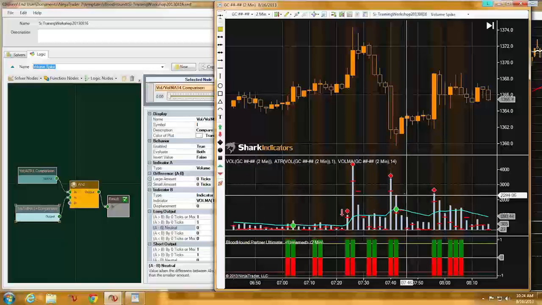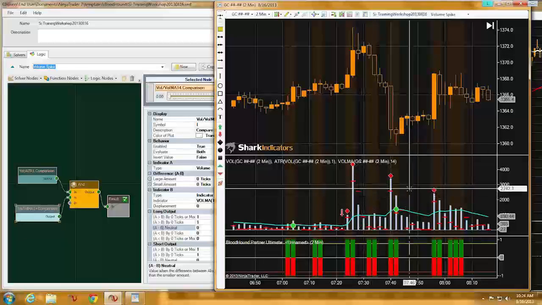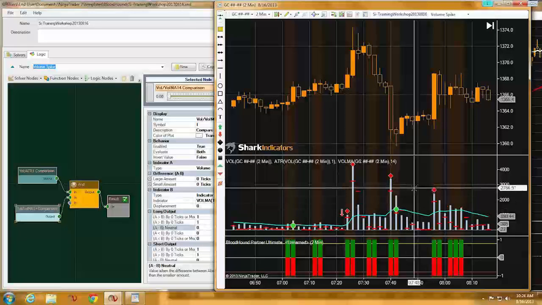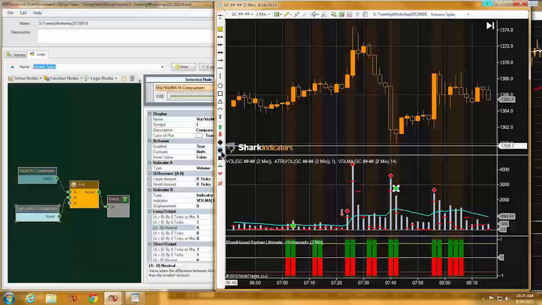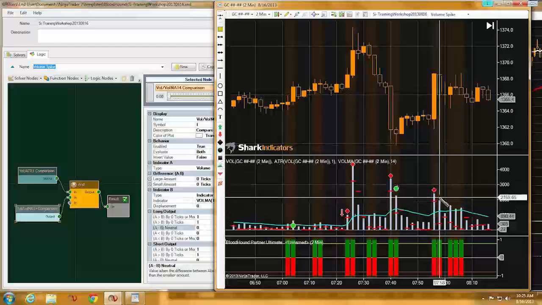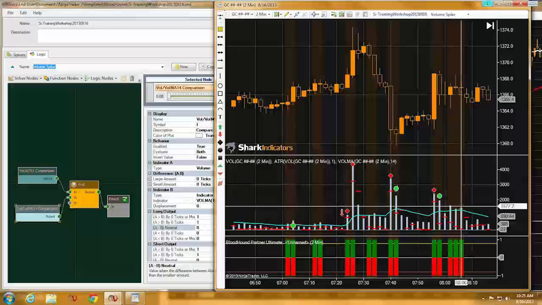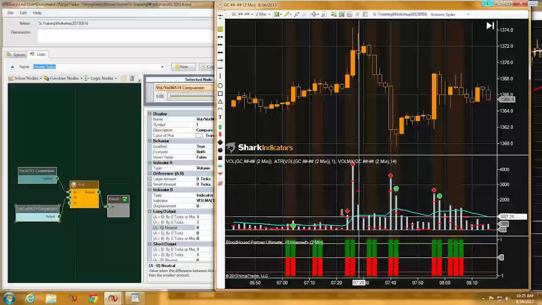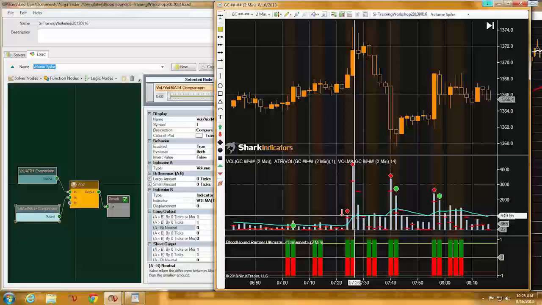So we're getting closer. We've definitely identified some volume spikes. So now we just need to clean up a few more. So we don't want this one right here. We want to get rid of this signal as well, and these three over here too. So the next step is to compare the ATR to the moving average.